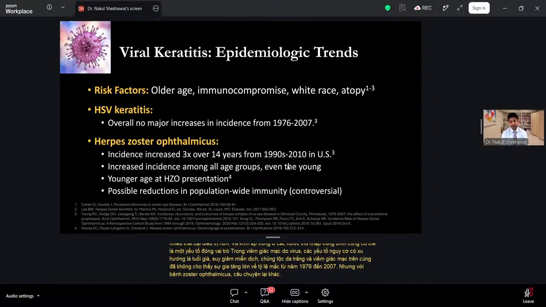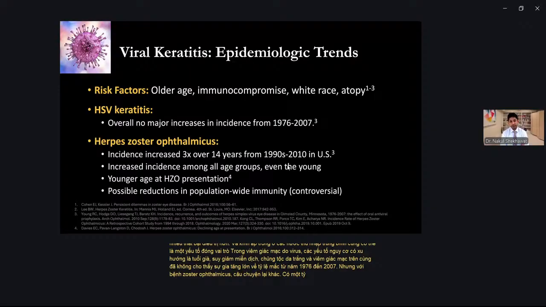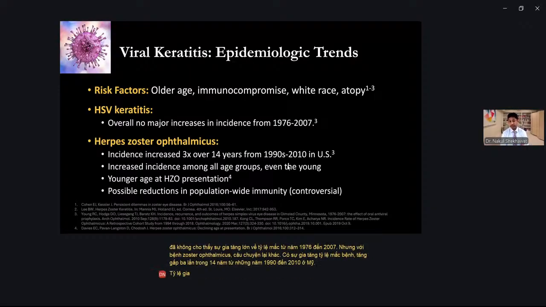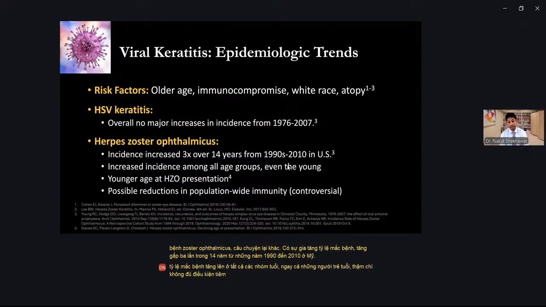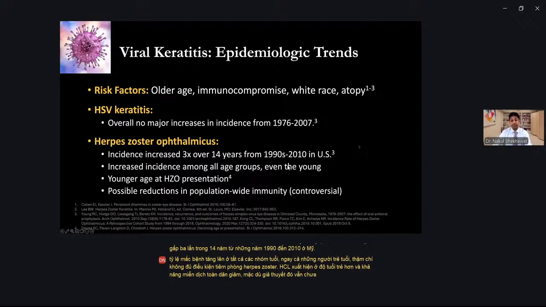There's an increased incidence, a threefold increase over 14 years from the 1990s to 2010s in the US. Increased incidence among all age groups, even the young that are not even eligible for shingles vaccination. There's a younger age of HZO presentation, and there's possible reductions in population-wide immunity, although that theory is controversial and not yet definitively proven.